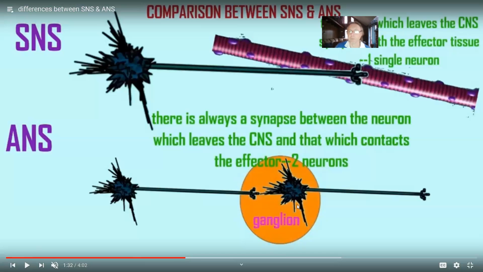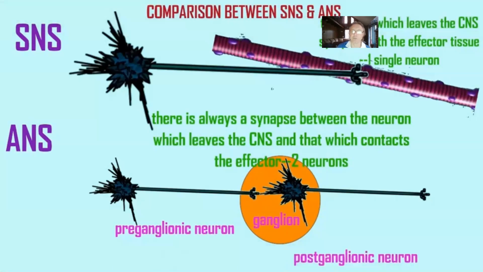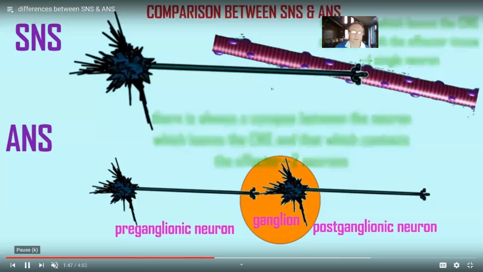All right, so the second neuron has its soma and dendrites outside the central nervous system, so it's located in what's called a ganglion. This ganglion then helps us to name these neurons, because neuron number 1 is perhaps more accurately and descriptively called the preganglionic neuron. So the preganglionic neuron comes before the ganglion. It has its soma and dendrites in the central nervous system, and its axon travels to the ganglion where the synapse is.